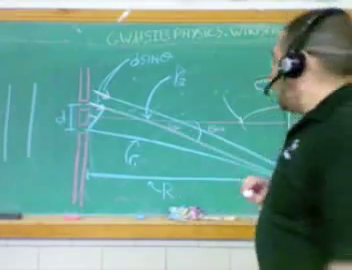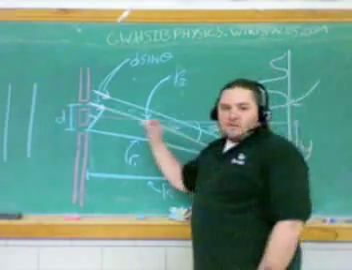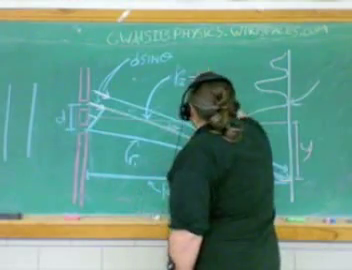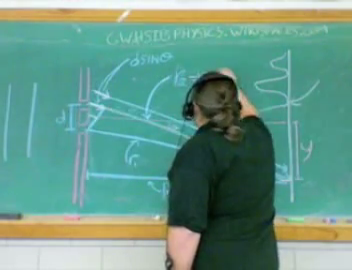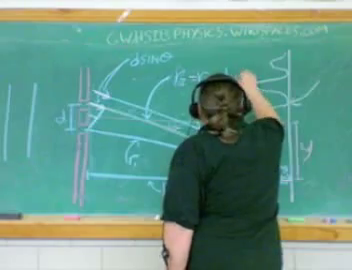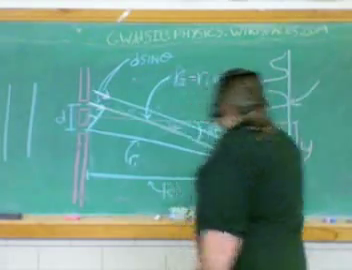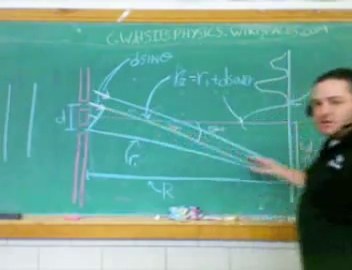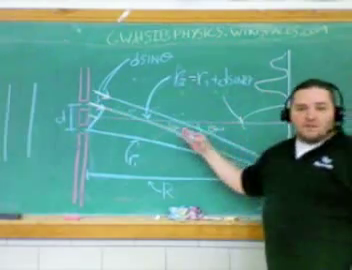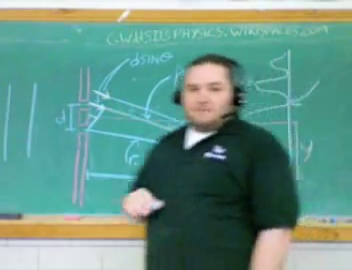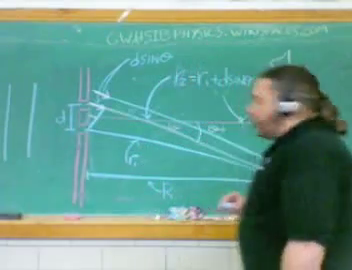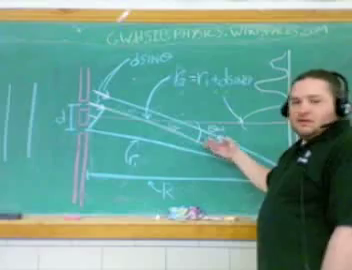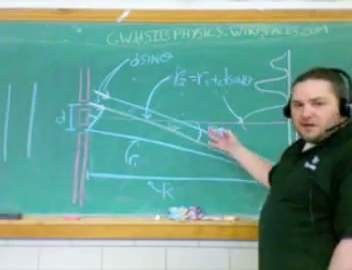Cool? Now R2 is composed of R1 plus that d sine theta. Cool? So this section right here, this R2, is R1 plus that d sine theta. Alright? Is that okay? So R2 is R1 plus d sine theta.